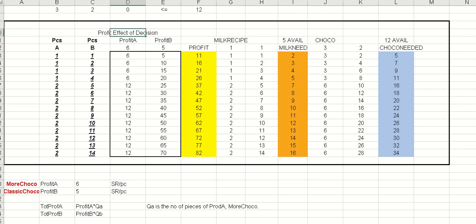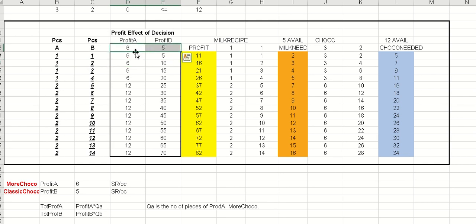So basically, what happens is that these are possible decisions. If you choose 1 and 1, the effect is you have a profit of 6 and a profit of 5. So this is the result. Total profit would be 11. Still with me? And if you choose 1 and 2, the profit effect is 6 and 10.